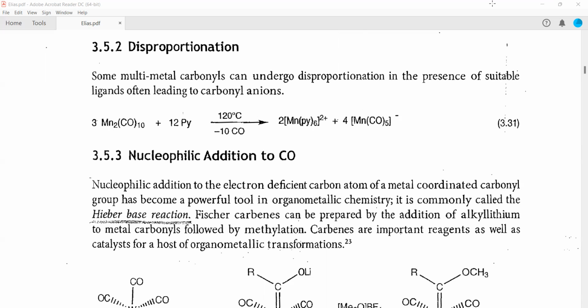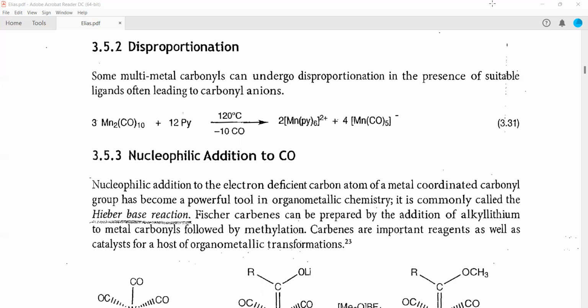So here you have manganese 2 CO 10. Then we already know the structure of this manganese carbonyl. We know that it forms a dimer. In this chapter, only in the first figure, the structure of this complex was already mentioned. Now, if you give pyridine, then what can happen?